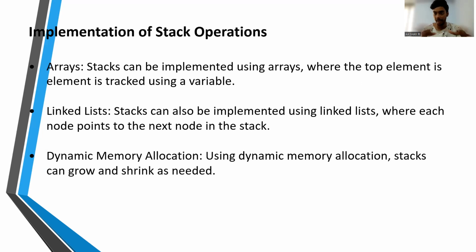Of course, in an array there will be elements, and in a linked list we call them nodes, so we can easily understand it. In arrays, the top element is tracked using a variable, and in a linked list each node points to the next node in the stack. Next, dynamic memory allocation: using it, a stack can grow and shrink as needed. The major two are arrays and linked lists; dynamic memory allocation is a part of it. So this was about the implementation.